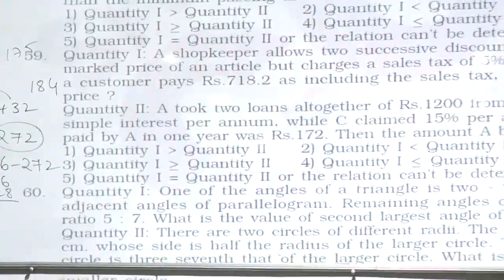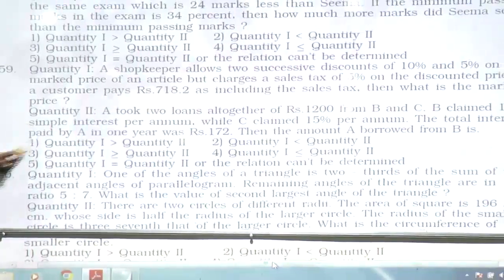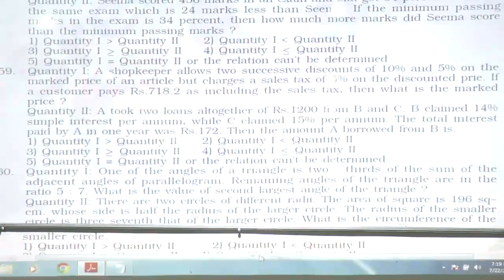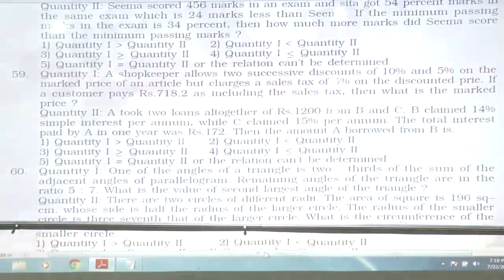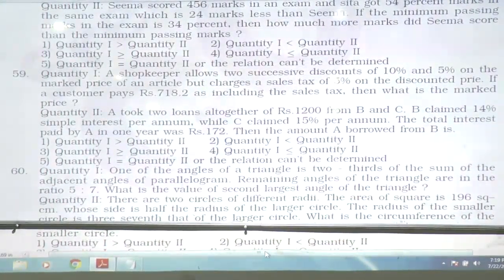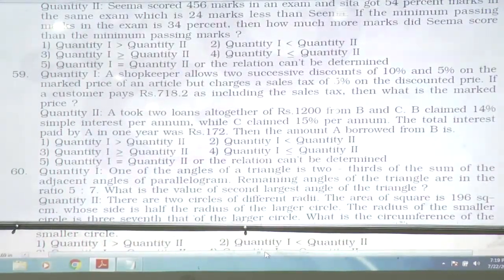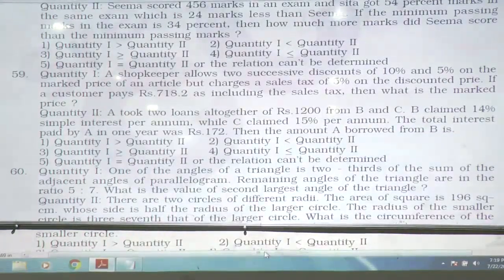Question 59. A shopkeeper allows 2 successive discounts of 10% and 5% on the market price of an article, but charges a sales tax of 5% on the discounted price. If the customer pays 718.2 including the sales tax, then what was the market price?